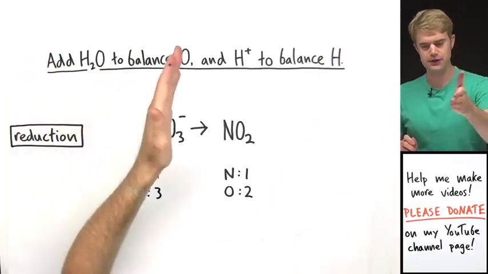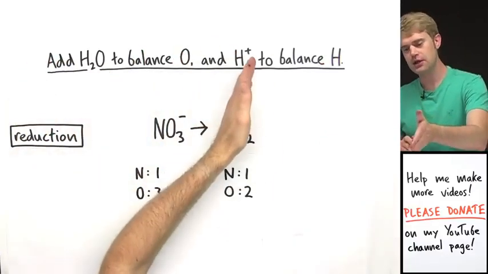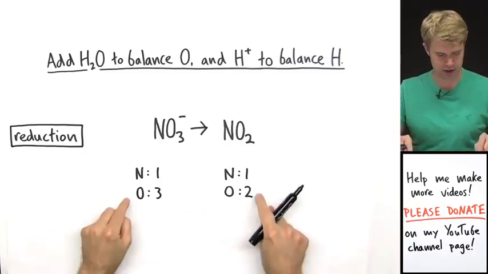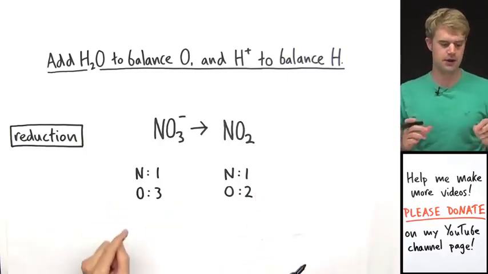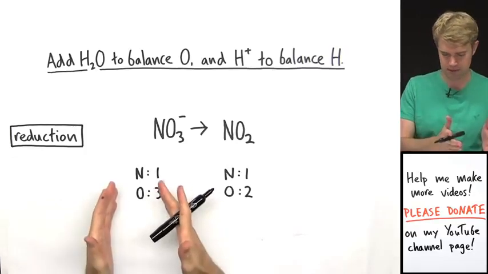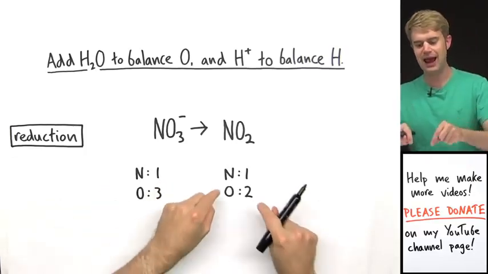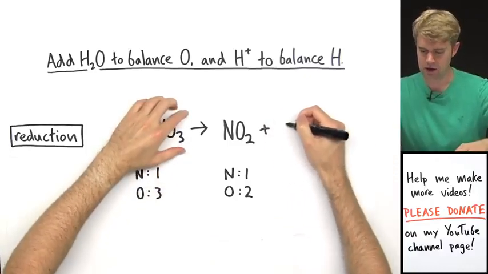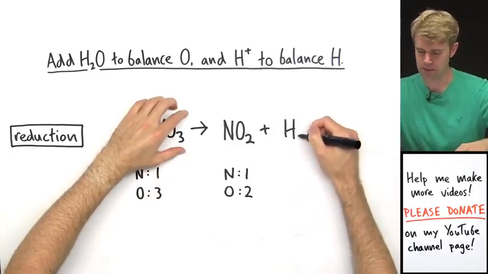Add H2O to balance O and H plus to balance H. Okay, so right now let's focus in on oxygen. There's an imbalance in the number of oxygens. We have 3 on this side and we have 2 on this side. So I need to add more oxygens to this side, okay? So I'm going to add H2O here.